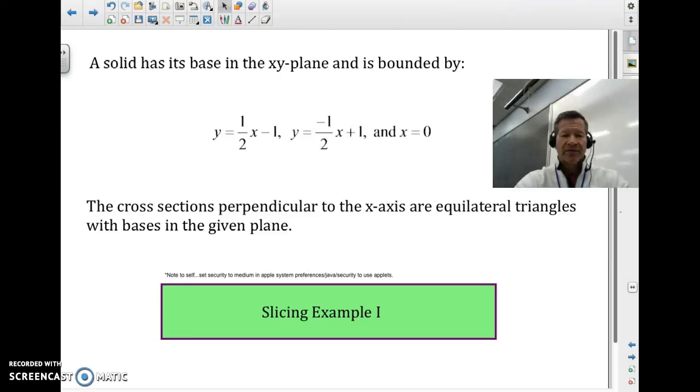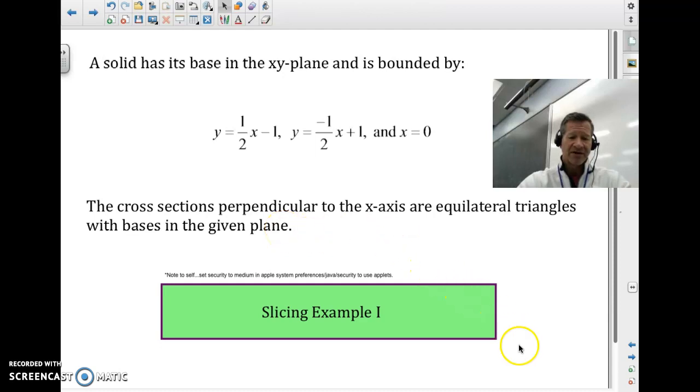To start section 8.3, we're going to talk about how to find the volume of a solid using cross-sectional area. Here's a common problem. A solid has its base in the xy plane and is bounded by these three equations. The cross sections perpendicular to the x-axis are equilateral triangles with bases in the given plane.